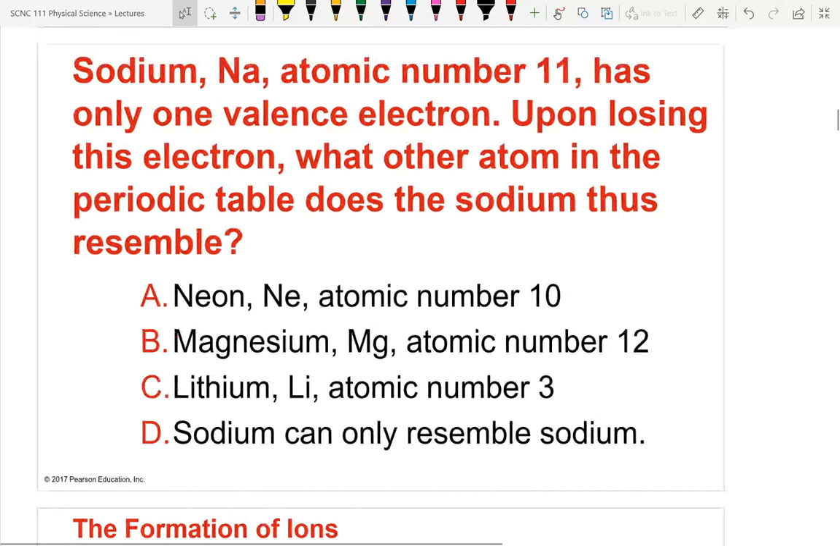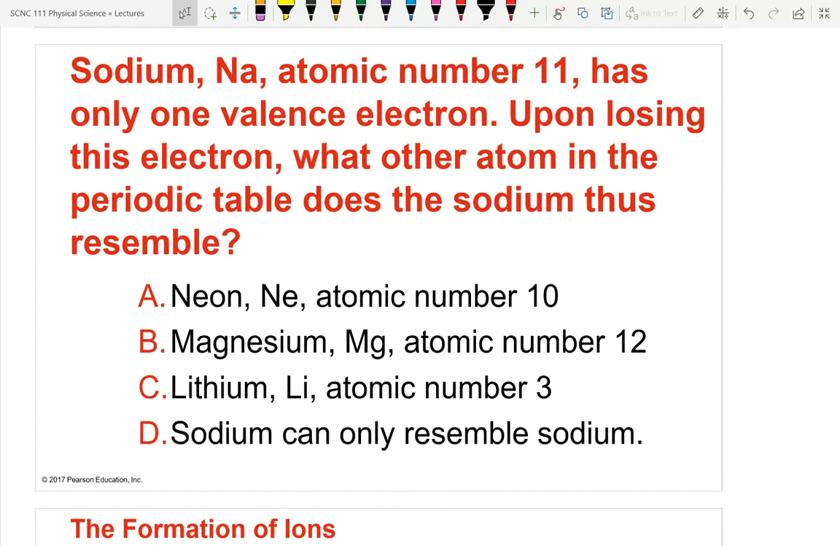So here's a first clicker question that relates to this. Sodium, or natrium, atomic number 11, has only one valence electron. Upon losing this electron, what other atom in the periodic table does sodium thus resemble? That is, if you show the Lewis dot structure for sodium that has lost an electron, what atom has the same electron dot structure as sodium that lost an electron?